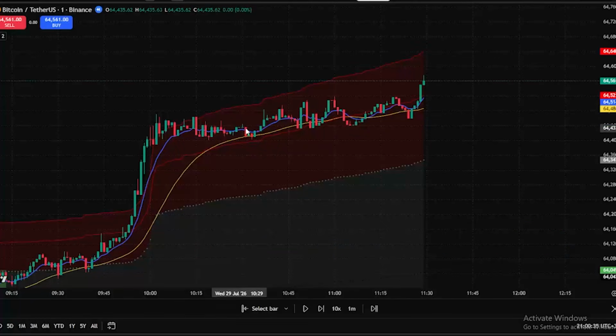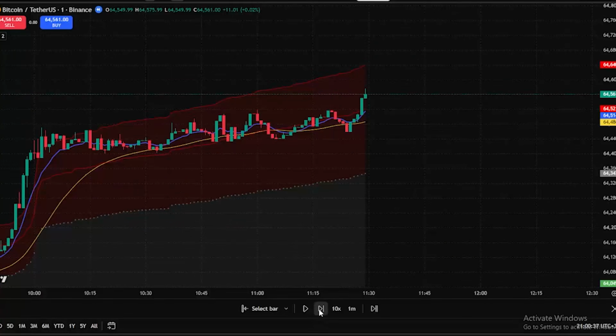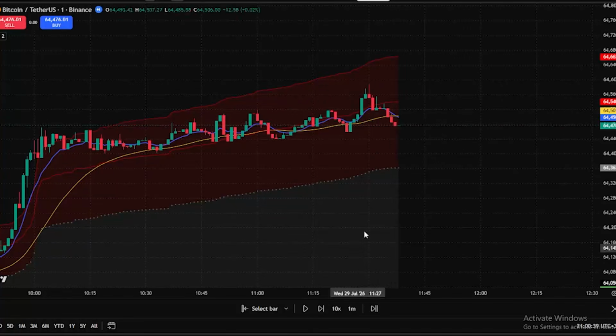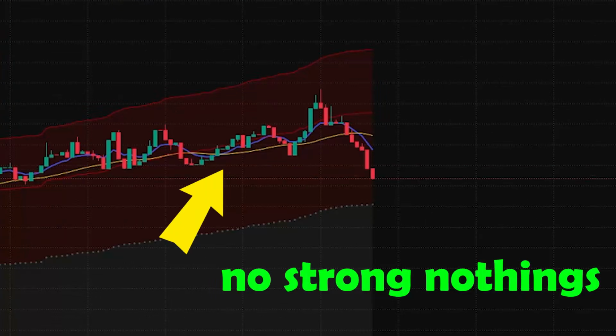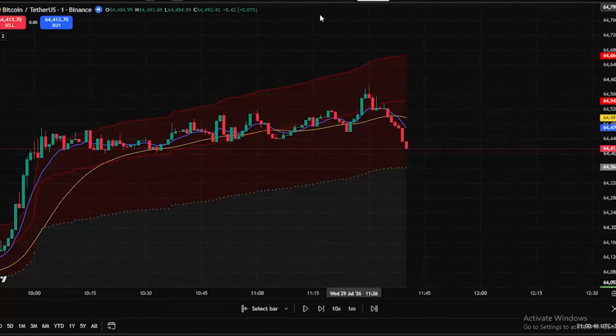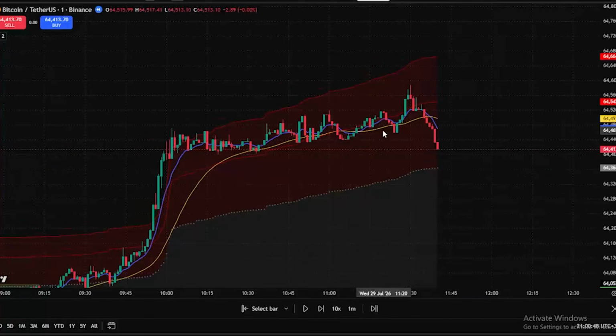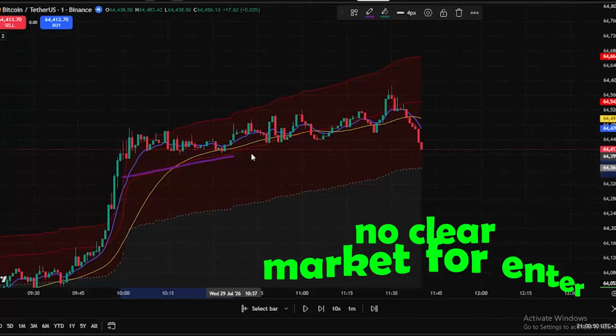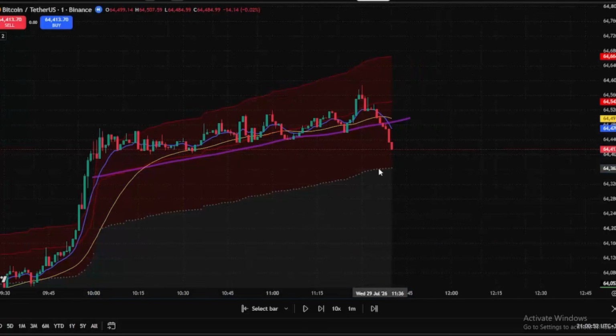The EMA is flat, which means momentum is weak. Even though we see short-term price movement, there is no strong buying or selling pressure behind it. This is a situation where many scalpers get trapped. They enter because of excitement, but the market has no clear advantage for either side. So according to our rules, this is not a trade.